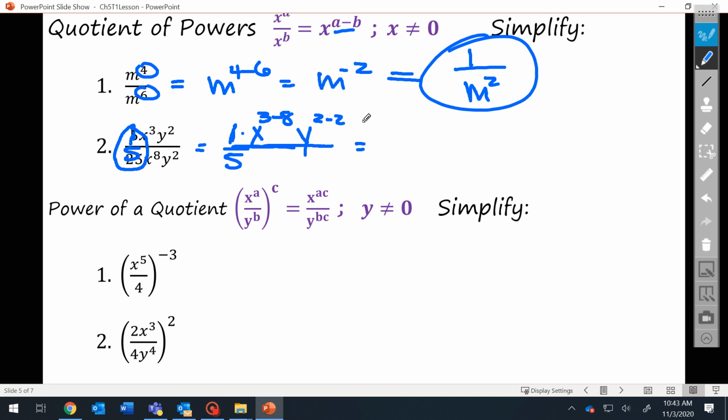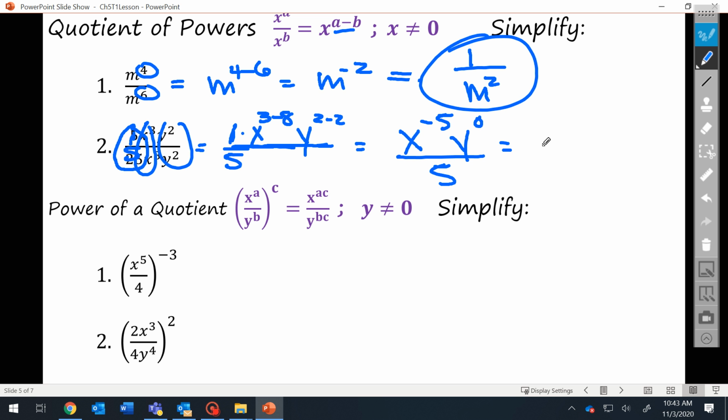When you're using the quotient of power property, 3 minus 8, 2 minus 2, they always stay in the numerator, all right? You're subtracting them in the numerator. So this becomes 1/5, or we could just put it over 5. So this becomes x to the negative 5, y to the 0 over 5.